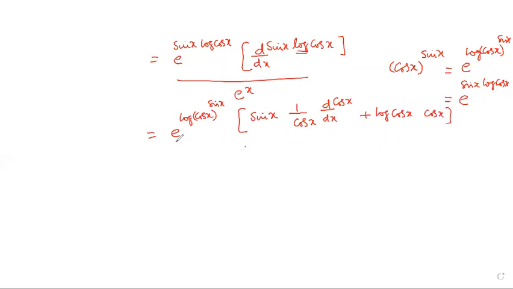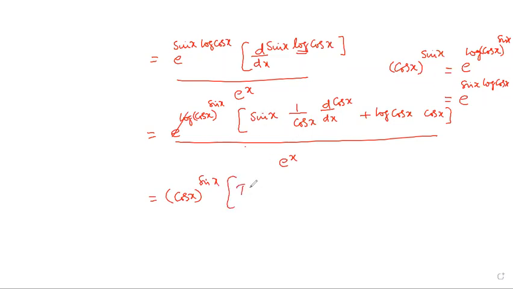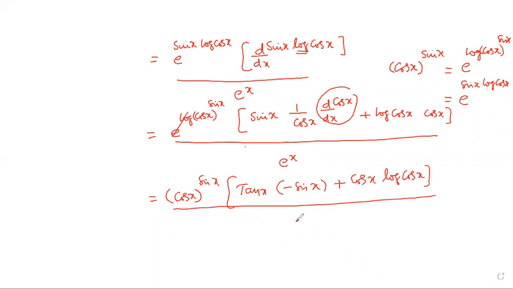Divided by the derivative of e power of x. Here log and e cancel, so we get cos x power of sin x. Here sin x by cos x is tan x, and the derivative of cos x is minus sin x, giving minus sin x tan x plus cos x into log of cos x, divided by e power of x. Very simply we can do it. So taking log, no confusion, no need. Simple. This can be written like this.